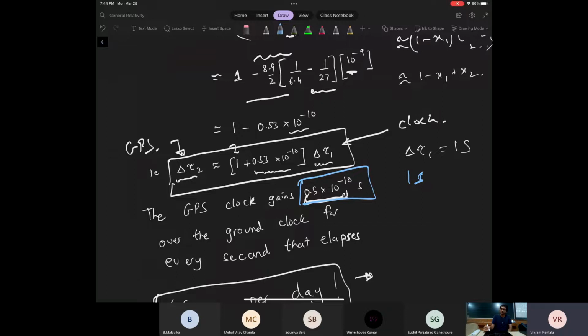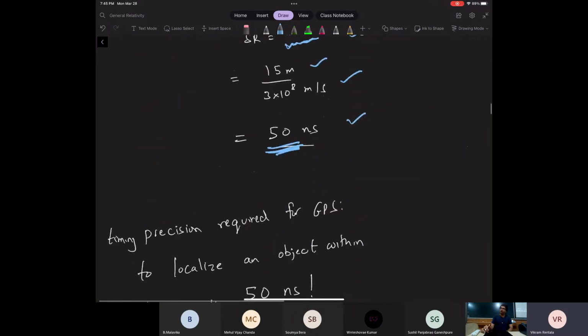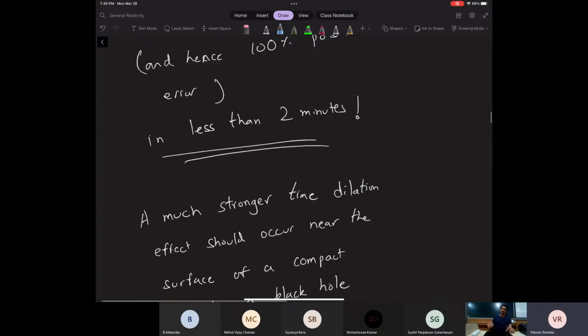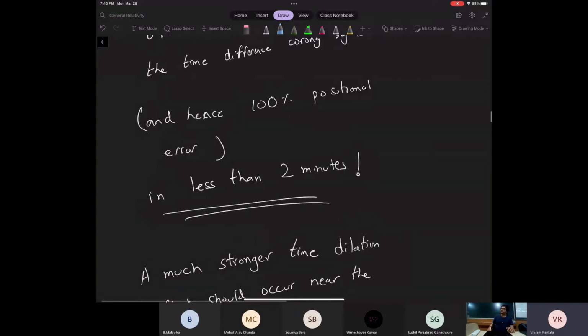Which means roughly over 100 seconds, they will have picked up about 50 nanoseconds of delay, which means that already your uncertainty is going to be of the order of 50 nanoseconds. Then after another 100 seconds, it'll be another 50 nanoseconds of error. So you'll keep making this error. Within less than 2 minutes, your uncertainty in position will be much larger than 15 meters. Within 2 minutes it'll become 30 meters. Within another 2 minutes it'll become 60 meters, and so on.